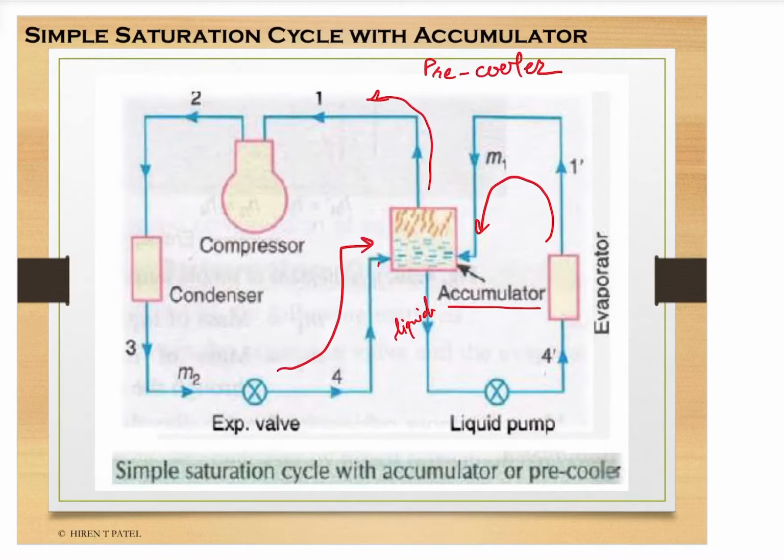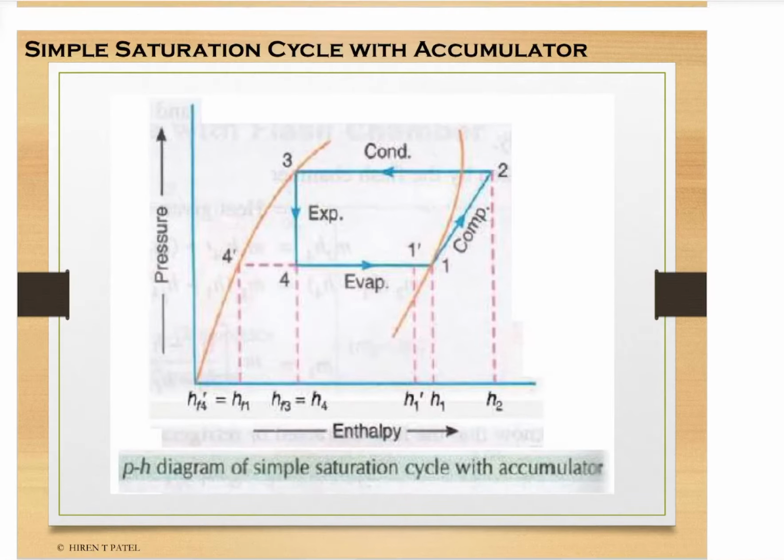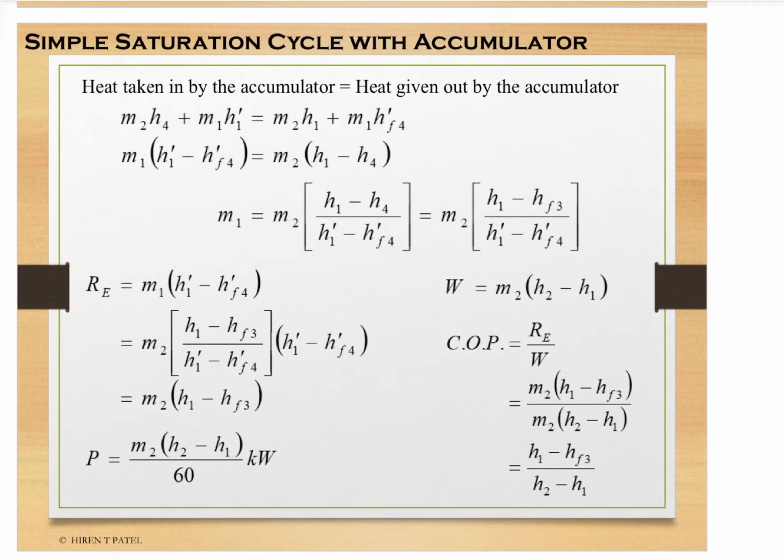So here the mass m1 is the mass of liquid refrigerant circulating through the evaporator, as we have seen in the previous modification with the flash chamber. Same, and m2 is the mass of refrigerant that is moving through the compressor and condenser. Now here again the p-h chart is nearly the same as a simple VCR cycle. So heat taken by the accumulator and heat given out by the accumulator.